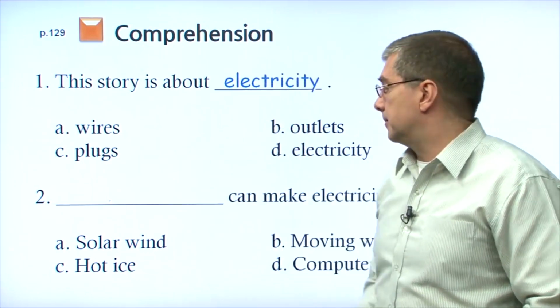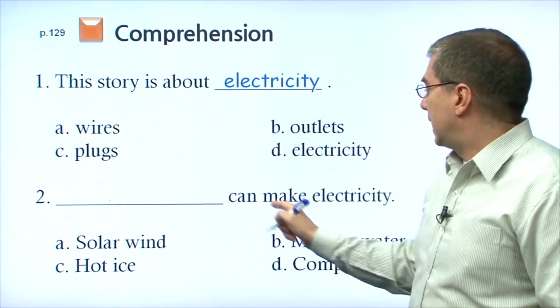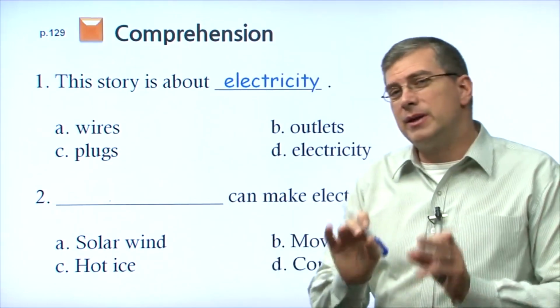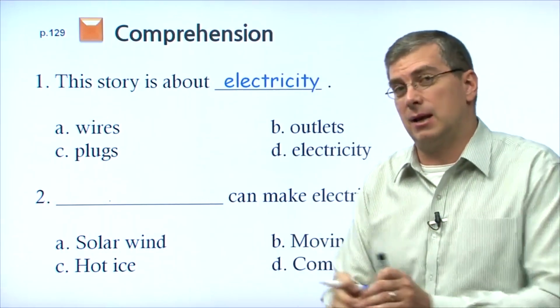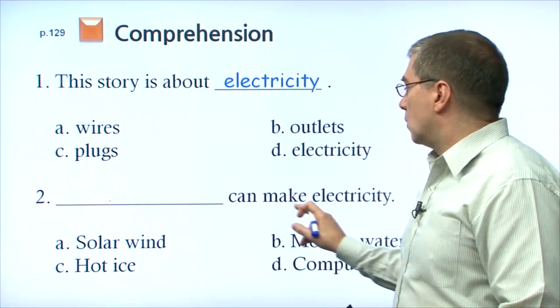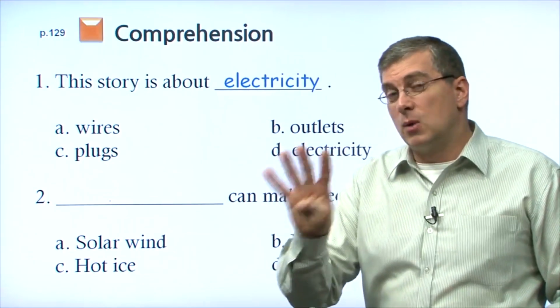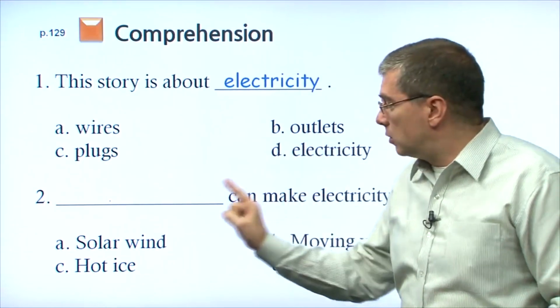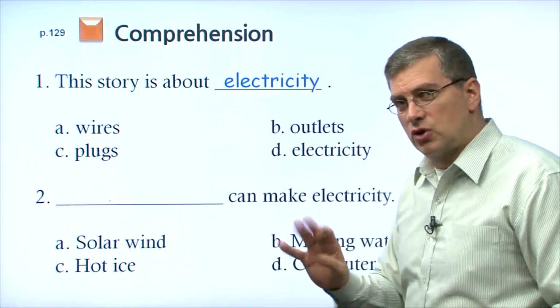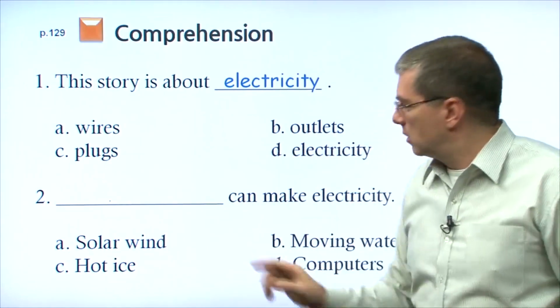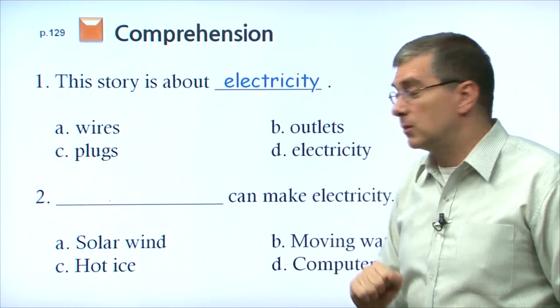Okay, so number 2, what can make electricity? Now this is a detail question. We want to look at a certain detail in the story. And we saw 4 ways that we can make electricity. So only one of those ways is our answer here. We have 4 choices. Only one choice will be one of the 4 things that we talked about.